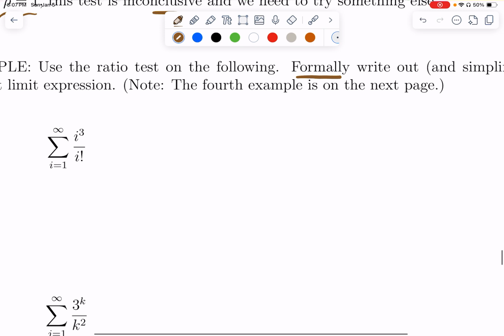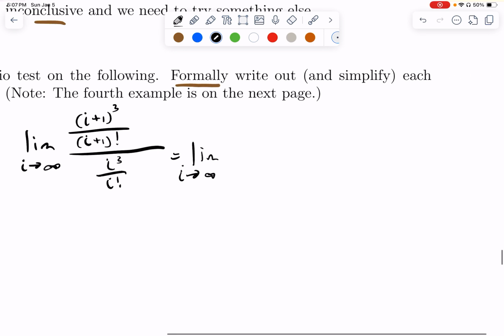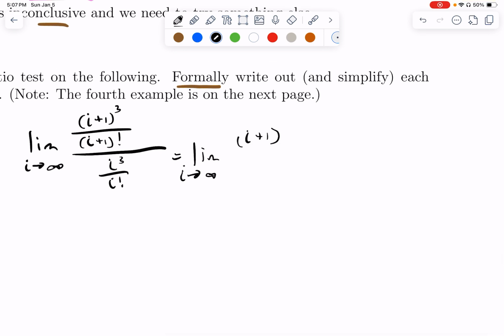Okay, so for this first one, we would have the limit as i goes to infinity of the i plus 1 term, which would be (i plus 1) cubed over (i plus 1) factorial, over the i cubed term. And right away, we know dividing by a fraction is the same as multiplying by its reciprocal. In the future, I'm just going to do that immediately. That is acceptable. You can just say it's the n plus 1 term times the reciprocal of the n term.